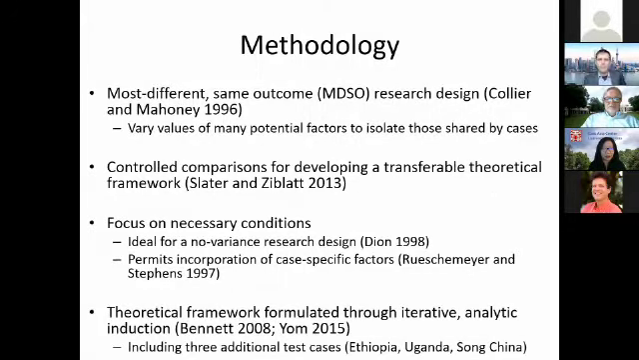So the methodology that I use, it's qualitative. I only look at five cases in the book, but from the outset, I was focused on developing a most different same outcome research design, wherein all of the cases have a common outcome. So they are, in other words, invariant on that key aspect, but they vary on many other potential factors. And by doing so, the goal at least is to isolate a relatively few number of factors that those cases share. And it's through this controlled comparison that one can hope to develop a transferable theoretical framework.